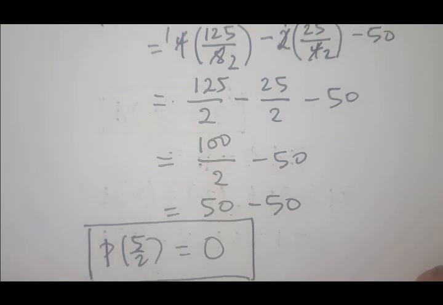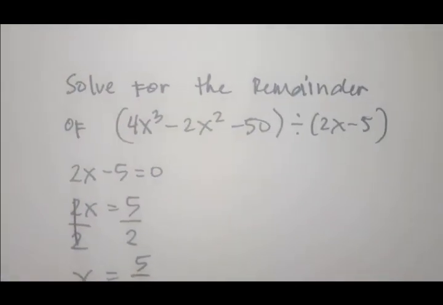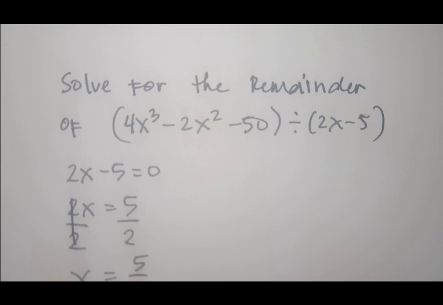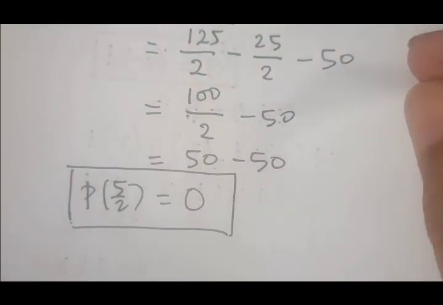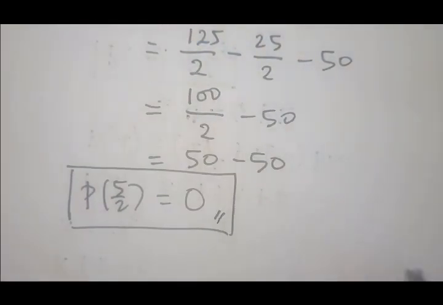So, ibig sabihin, the remainder, if we are going to divide 4x cubed minus 2x squared minus 50 by 2x minus 5, the remainder will be 0.